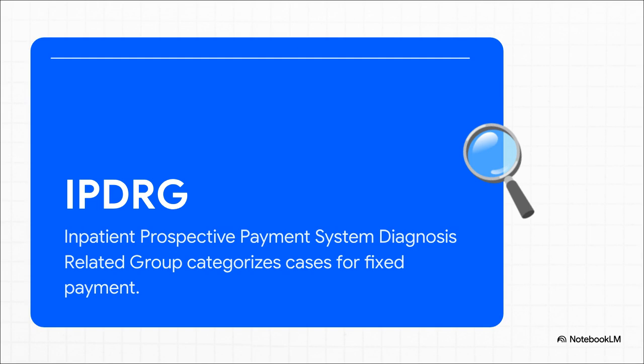But simply put, an IPDRG is just a statistical system that categorizes hospital cases into groups. The core philosophy here is pretty straightforward. Patients with similar clinical characteristics should consume similar hospital resources. Because of this, Medicare reimburses a fixed, prospective amount based on that assigned group, rather than paying fee-for-service. The crazy part? The price is literally set before the patient is even discharged.